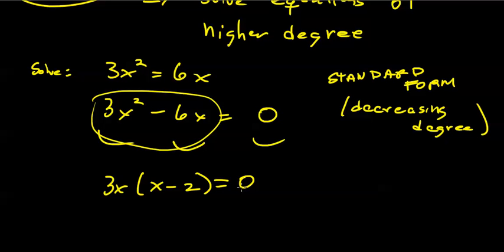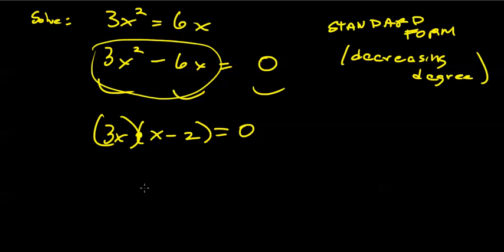So I end up with 3x times (x minus 2) equals 0. Just to make things a little more clear, I'm going to isolate that 3x factor in parentheses, because now I'm going to apply my zero product rule. My degree 2 equation will then branch off to two simpler degree 1 equations. It's important to put an OR statement because one or the other solution will work here.